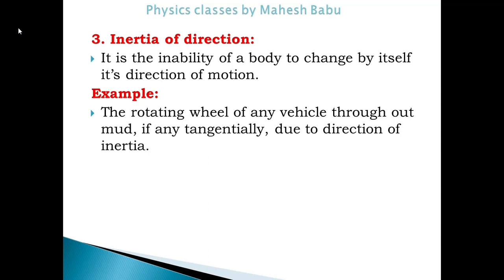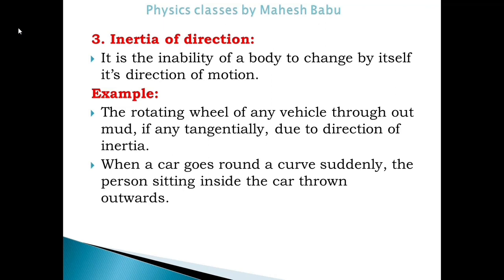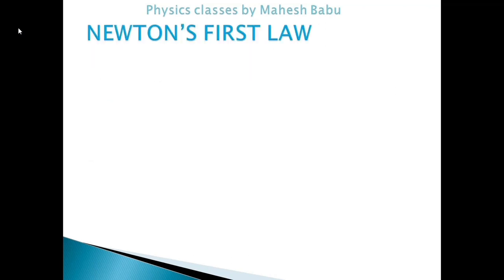Tangential direction it will take. That is also because of inertia of direction. Now a person sitting inside the car, if he takes a sudden turn or curve, then he will fall to the side, due to inertia of the person.